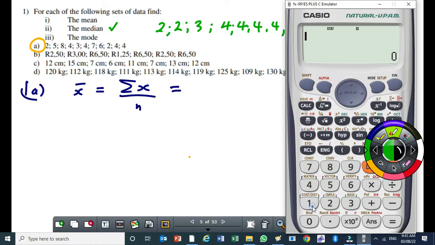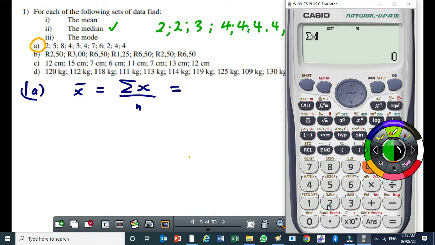Wait, I made a mistake. Can you relax, please? So number 1 is what? 3. Now, this is extremely important. If you press 2, this is summation x squared. Can you pay attention? We don't want summation x squared. We want summation x. So we click on number 2.